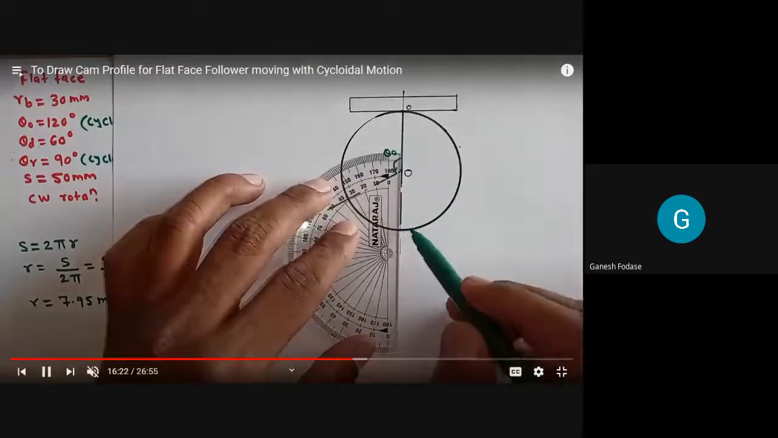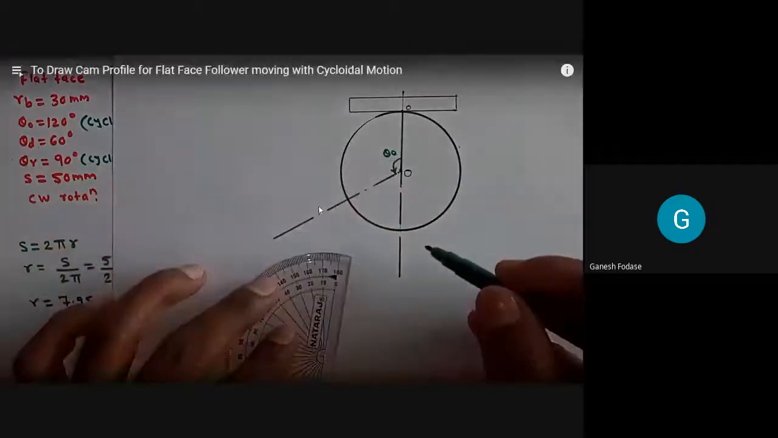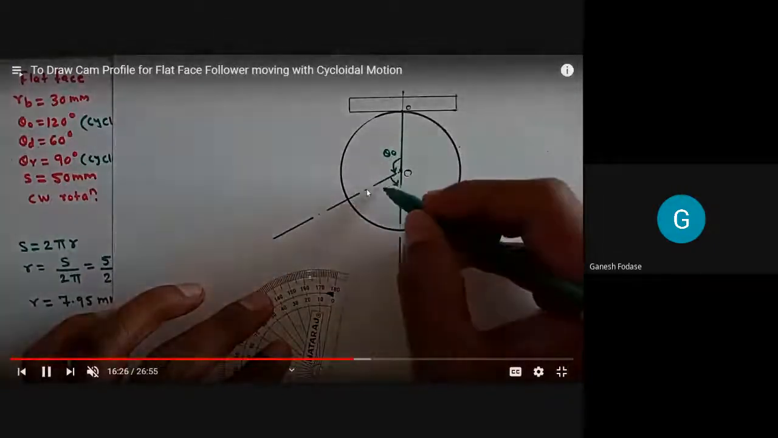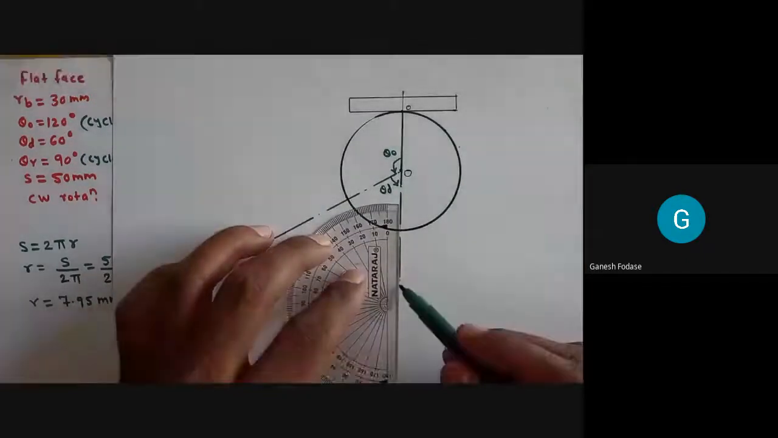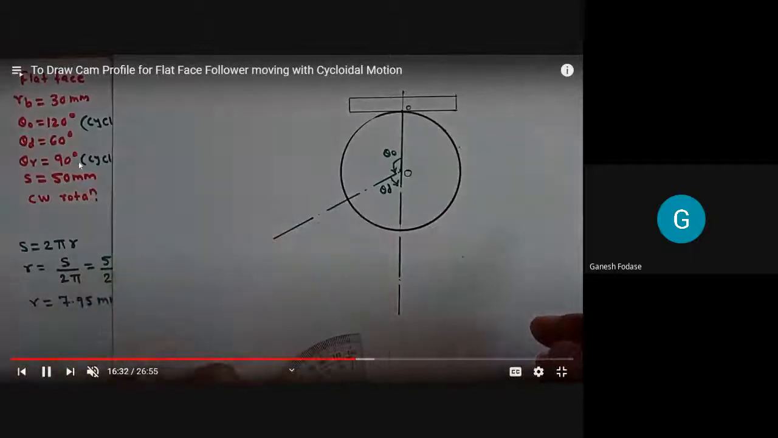120 plus 60, it is 180. So this one represents dwell period. Theta O, this one is theta D. And now mark theta R. How much is theta R? 90 degrees.